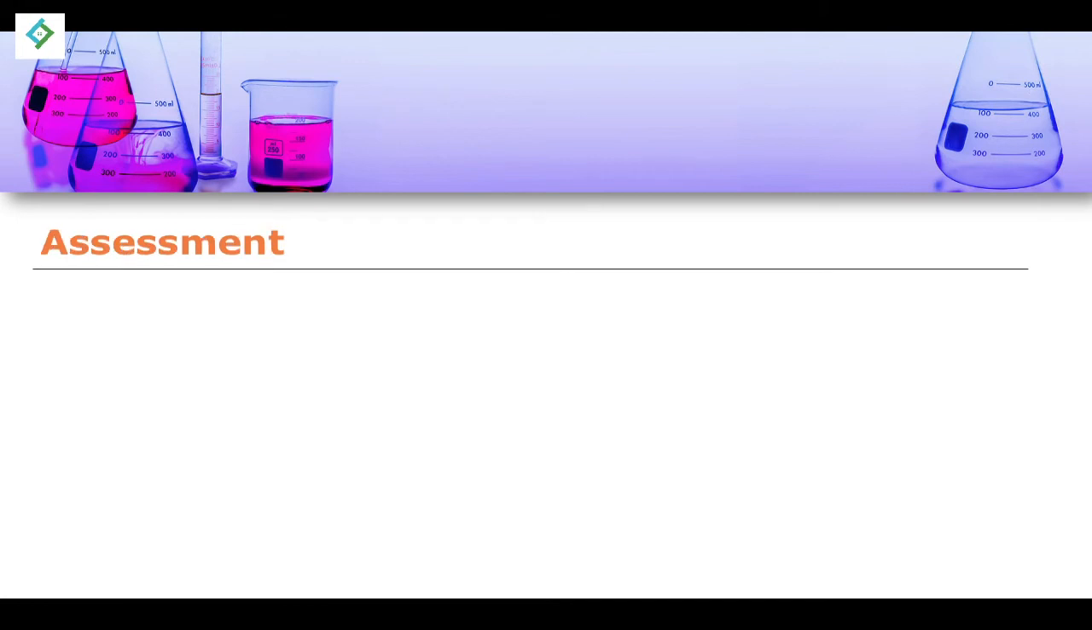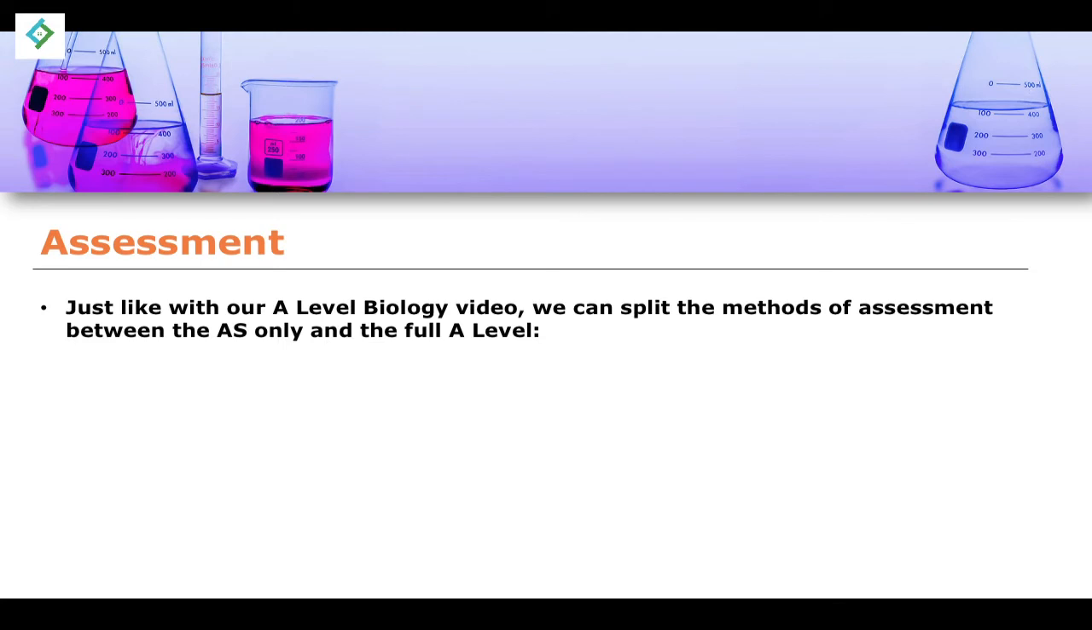Now, how is it going to be assessed? How are we splitting the exams up in terms of the assessment? Well, just like with our A-level biology video, we can split the methods of assessment between the AS level, the 1-year course, and the full 2-year A-level as well. So let's just begin with the AS level assessments and the way you're assessed if you are only taking a single year of A-level chemistry.